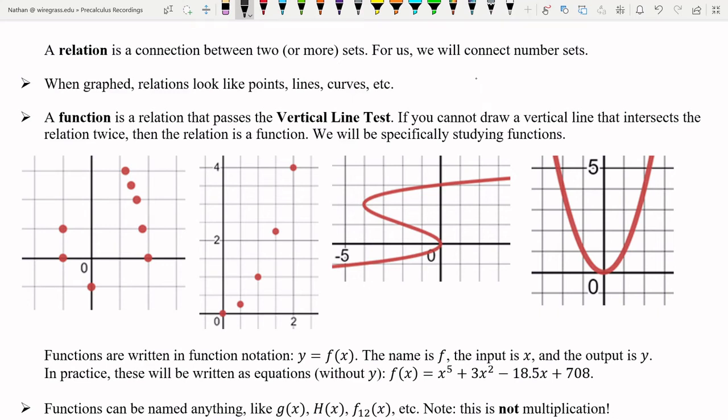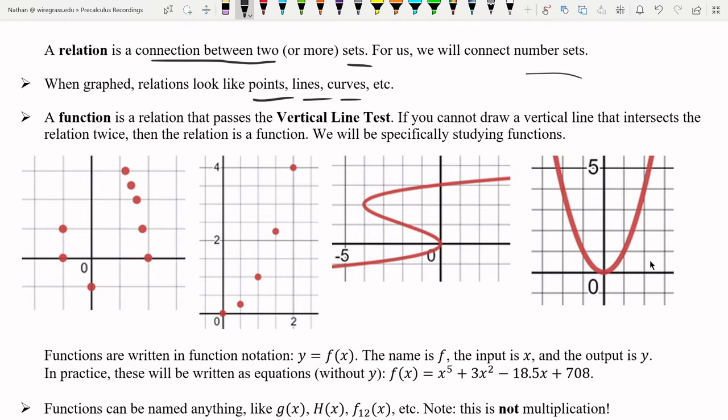A relation is a connection between two or more sets. For us, we will always connect number sets. Now, when graphed, relations look like points, lines, curves, things like that. As you can see with these four graphs here, all four of these things are relations. It's really just a set of connections.